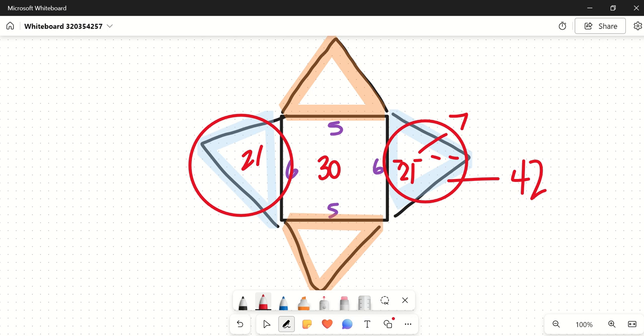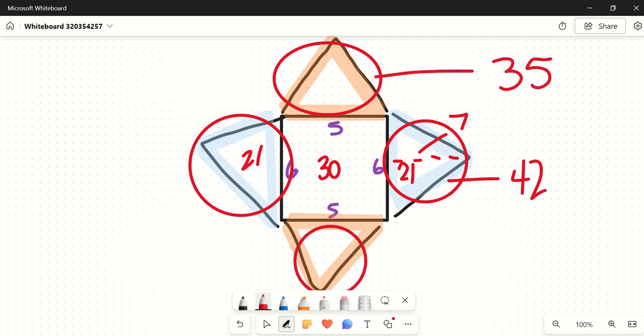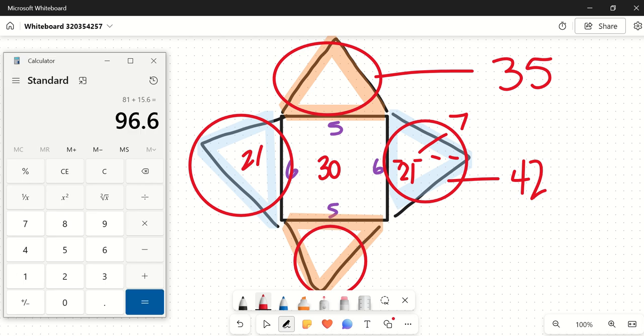Then what would be the area of the other 2 triangles together? Remember, they're 5 by 7s. What would they be together, ladies and gentlemen? 35. This side and this side together would make 35. Now, if I really wanted to find out what one of those triangles equals, I would do, again, base times height, 5 times 7 equals 35. Divide it by 2. That means each of these is 17.5.